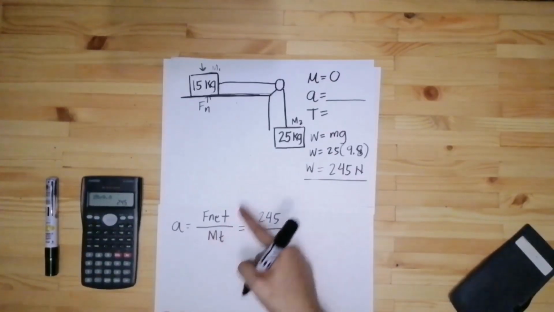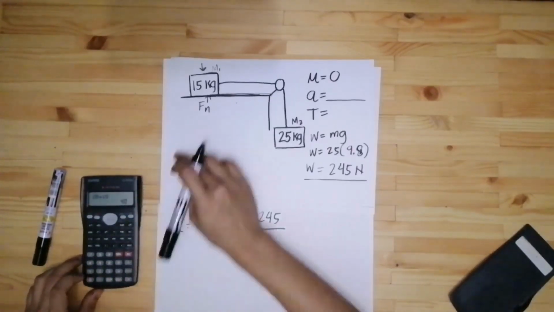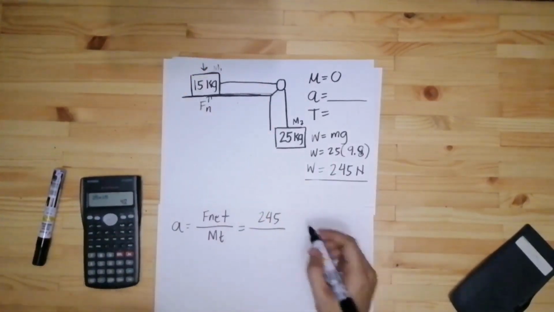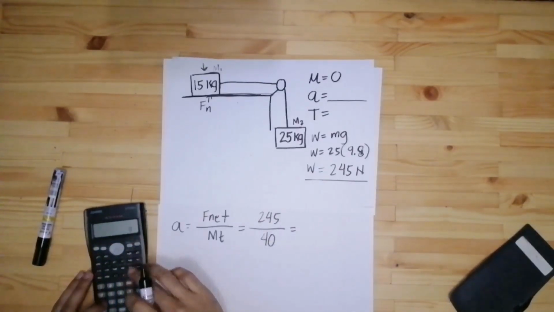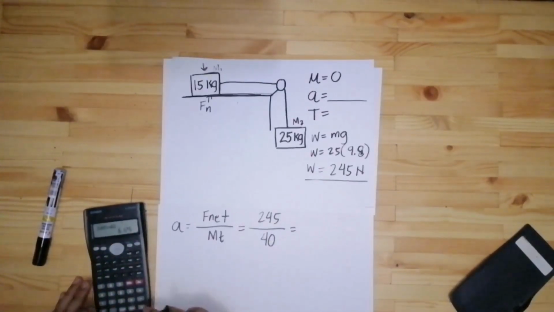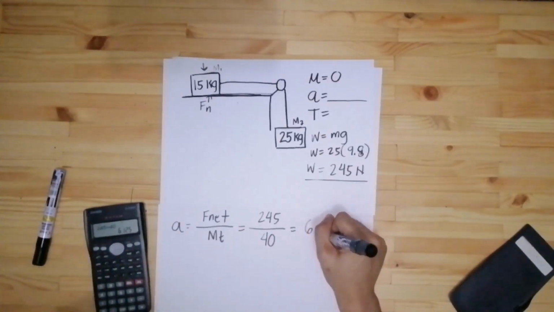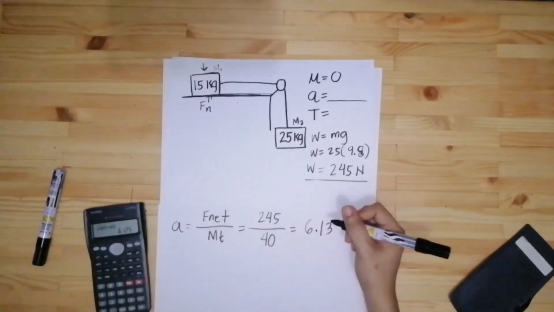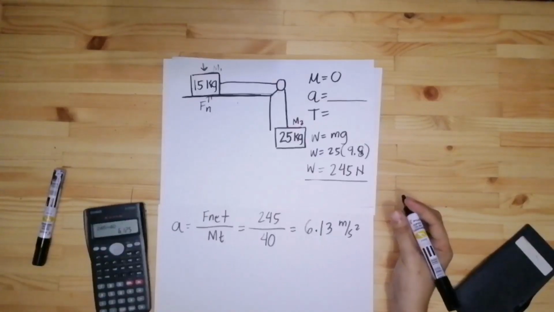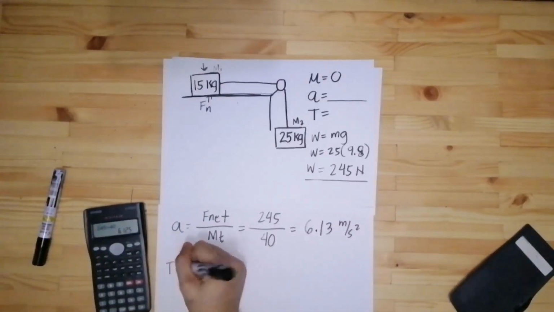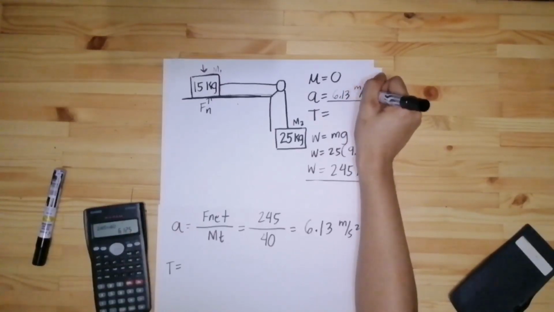Divided by total mass, 25 plus 15. Ganun pa rin, 25 plus 15. Yung weight lang ang nawala dito pero yung mass nandun pa rin. So, divided by 40. So, 245 divided by 40 is equal to 6.13. 6.13 meter per second squared. So, meron tayong 6.13 as the acceleration.